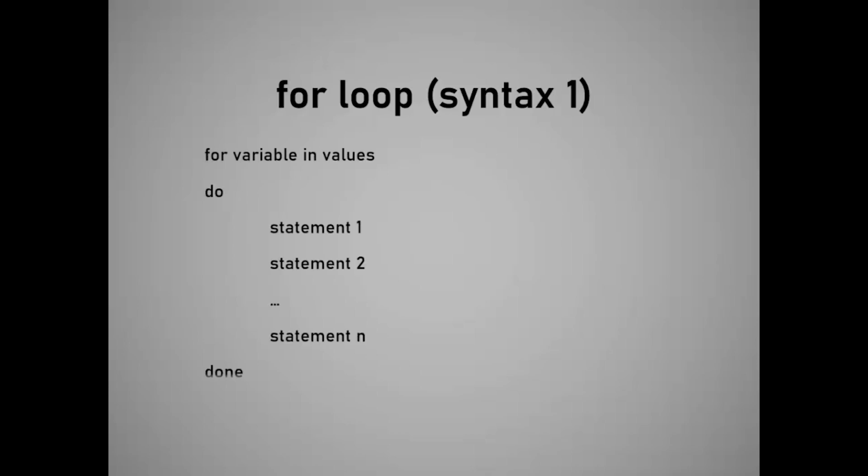So let us start with the very first loop, which is the for loop. We are going to study two syntaxes for the for loop. The first syntax is for, then you write the variable name. So for variable in values. The values here are the different values you want to work upon, or what different values the variable can take. So we write for variable name in and all the possible values. Do, then you will write all those statements that will happen for each value of the variable. And finally we'll end the for loop by using done.